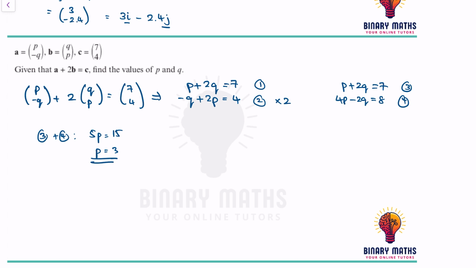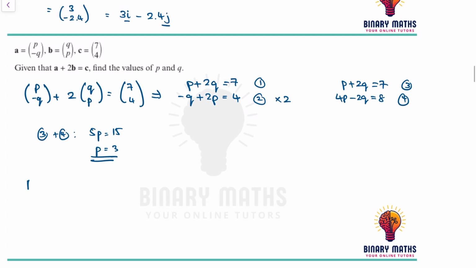If P is equal to 3, then P plus 2Q is equal to 7, which implies 3 plus 2Q is equal to 7, which implies 2Q is equal to 4, which means Q is equal to 2.